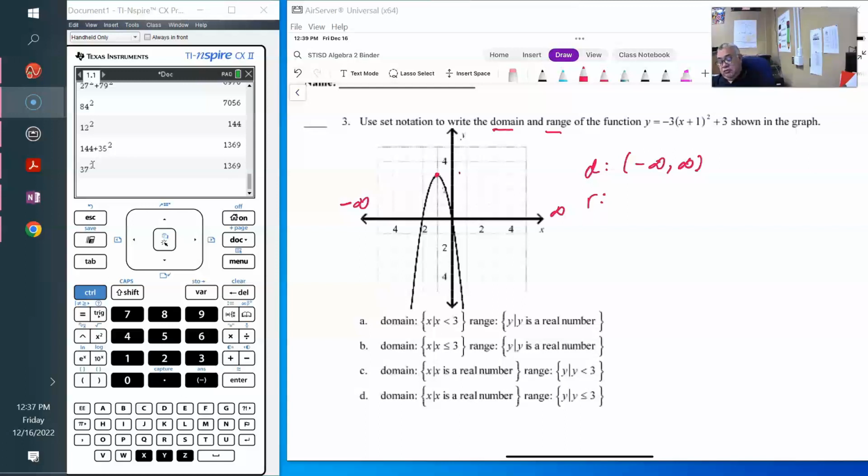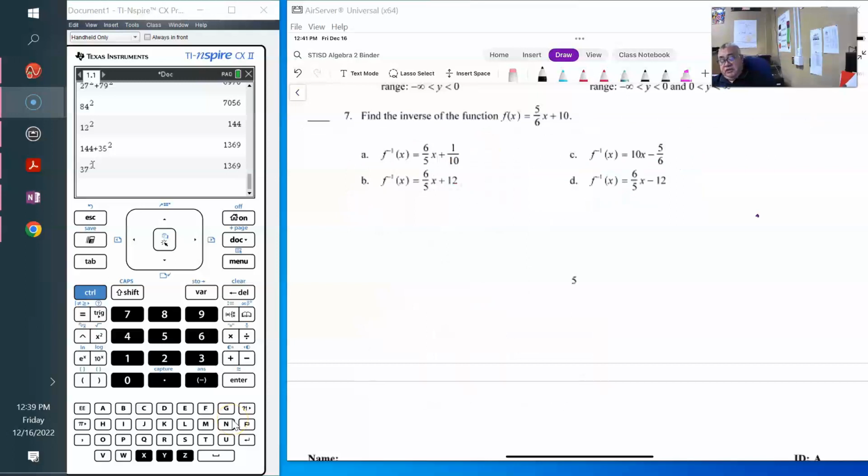The range, on the other hand, has a highest point, and we know that it's going to reach a highest point of 3, y equals 3. We know that the lowest point is negative infinity. So the range is from the lowest y value, which is negative infinity, to the highest y value, which is 3. So it goes from negative infinity, and what does that mean? It's going to include all the numbers that are less than 3 in the range. And the domain, it's all real numbers.